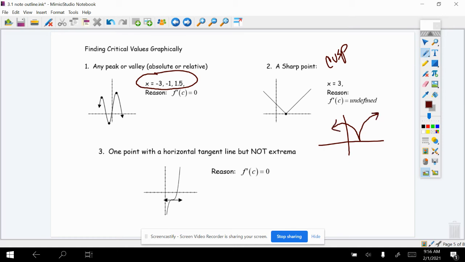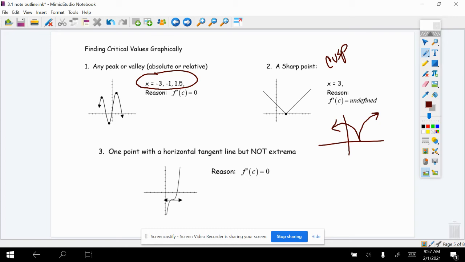That point, that sharp point or cusp, is again a critical value, and the reason is because it's a place where the derivative is undefined. And then the third option is the one we just mentioned on the previous screen. Anytime you have a place that has a horizontal tangent line, even if it doesn't end up being an extrema, you will still have a critical value.